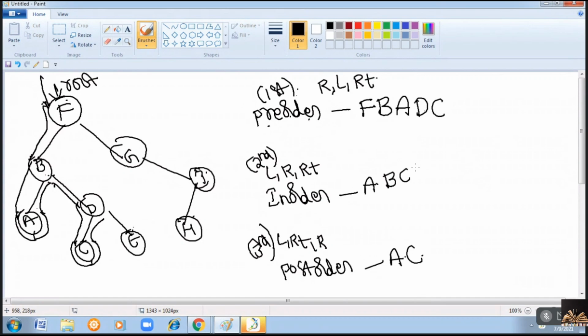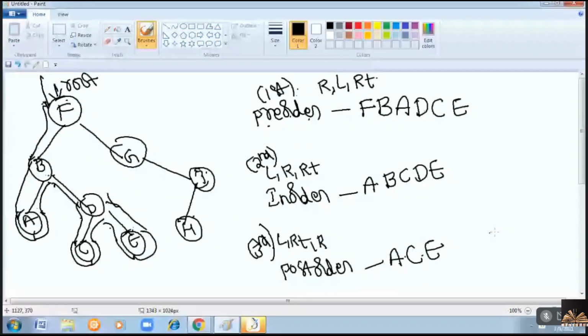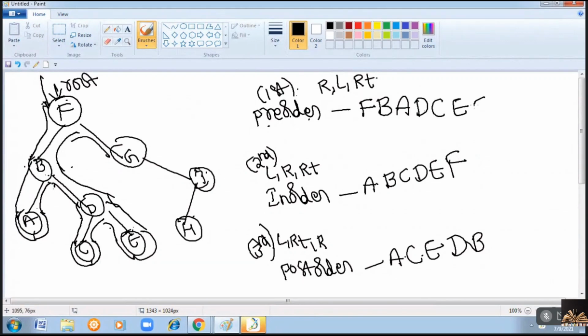Second visit for D. First visit for E. Second visit for E. Third visit for E. Now for D it is the third visit. Next for B also it is the third visit. Next for F it is the second visit. Next, it is G, the first visit.